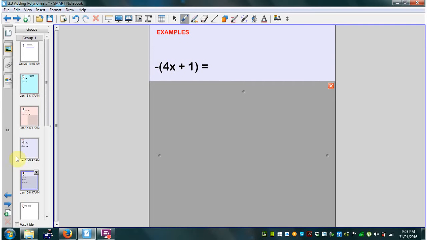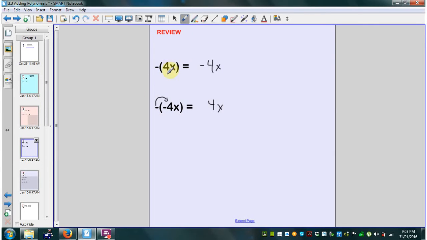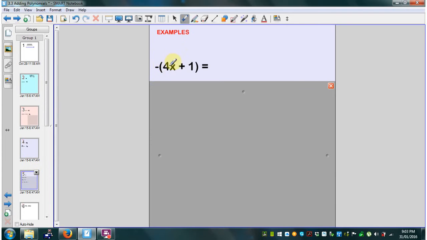Okay, now this time, instead of dealing with monomials, or just constants or numbers, we're going to see how that negative affects a binomial or a trinomial. So this is what I want you to write down in your exercise book. Example number 1.